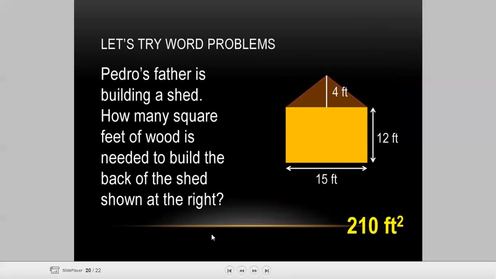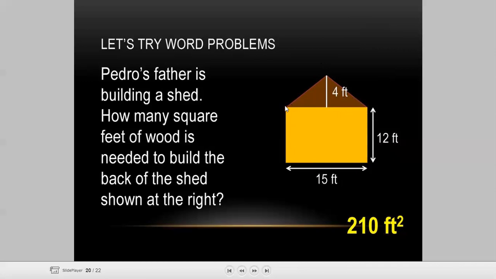Let's try our problems. Pedro's father is building a shed. How many square feet of wood is needed to build the back of the shed shown at right? This figure is a composite figure of two regular figures or known figures to us. So I have here the rectangle and the triangle.